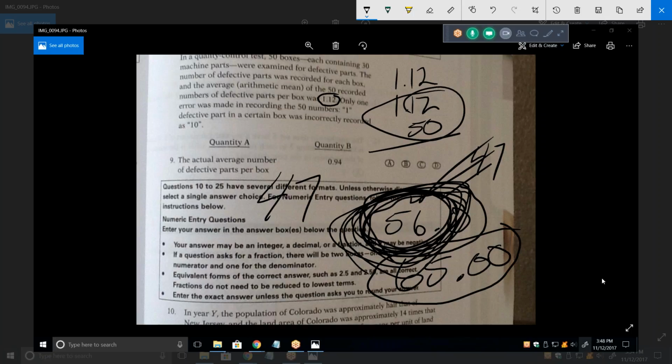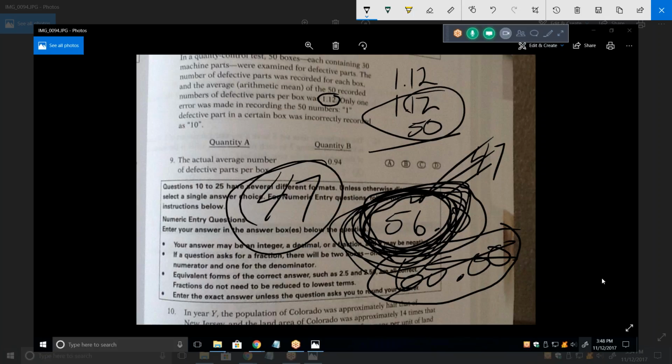Wait, how do you get 47? Because by making a mistake and recording it as 10 instead of 1, the total defective parts was overcounted by 9. Yeah, but I did the analysis wrong. Oh, okay. I understand now. So, in other words, instead of 56 defective parts, there were really only 47.